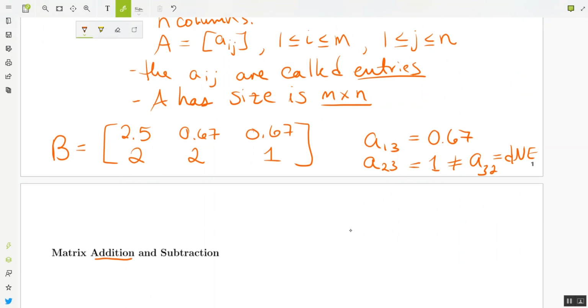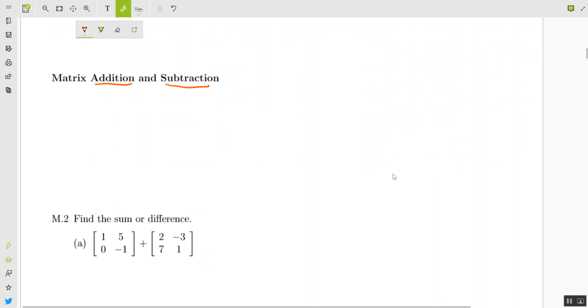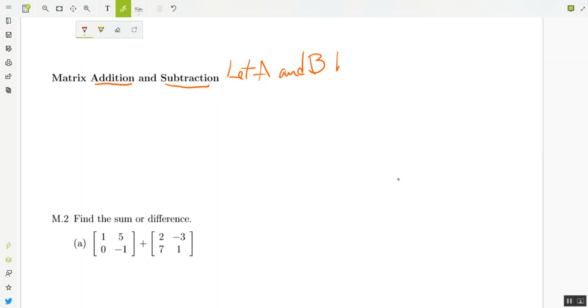So we're going to talk about addition and subtraction, which you know how to do for single value numbers. We're going to be doing this for matrices. Alrighty, I need to scroll this up and make room. Addition and subtraction of matrices is done what we call entry-wise. So suppose we have, let A and B be matrices.